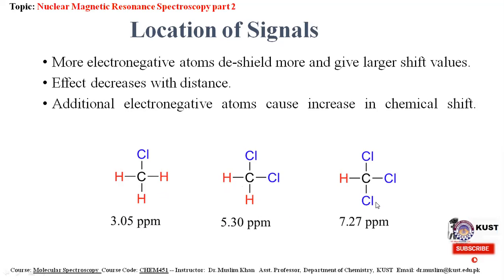While when a third chlorine is attached to the same carbon atom, it de-shields this proton even more, so the peak is shifted further downfield, that is 7.27 ppm. So this shows the effect of electronegative atoms on the peak in an NMR spectrum.